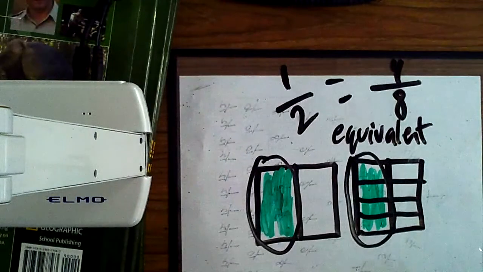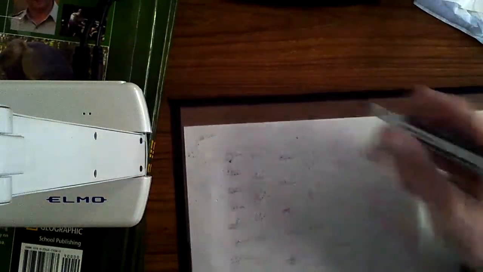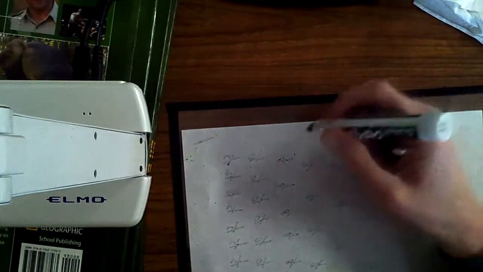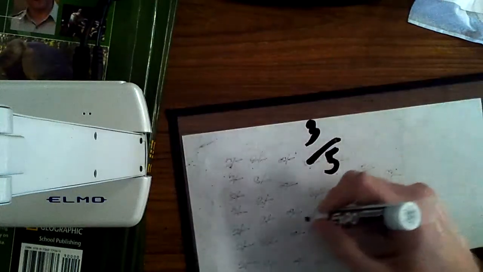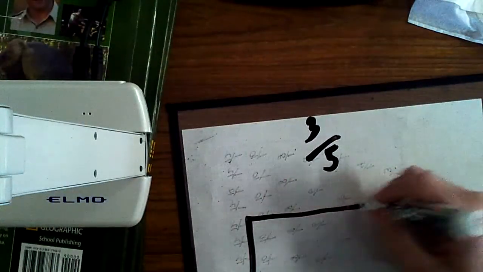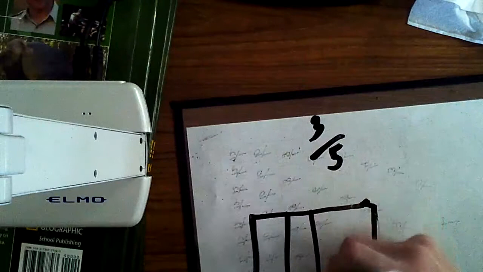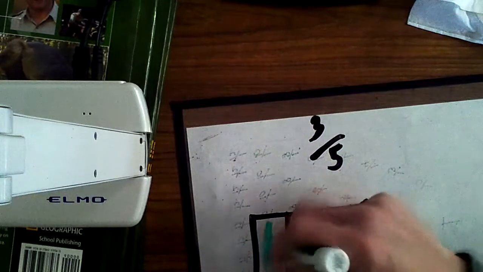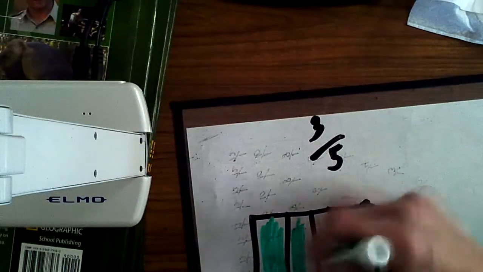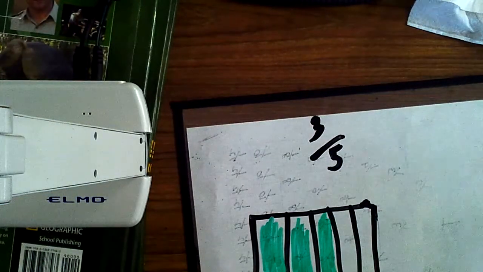All right. So that's just a way that you can use pictures to prove that fractions are equivalent. You can also use pictures to create equivalent fractions. So let's say you have 3/5. And I want you to create for me an equivalent fraction. Well, let's first make fifths, and let's color in three of them. So there's 3/5.